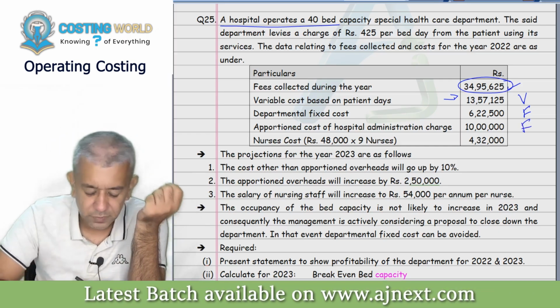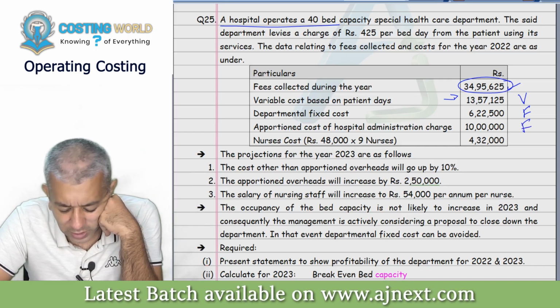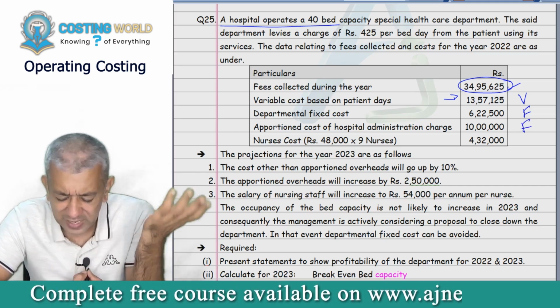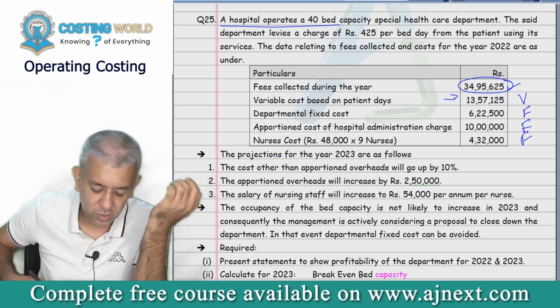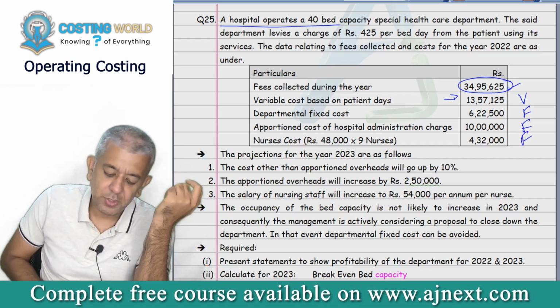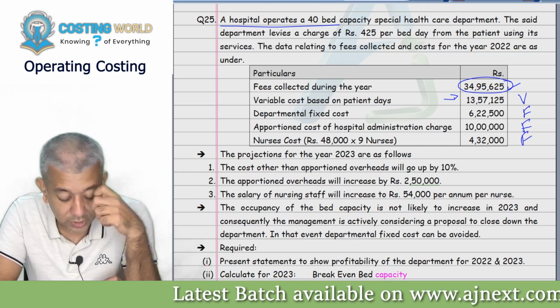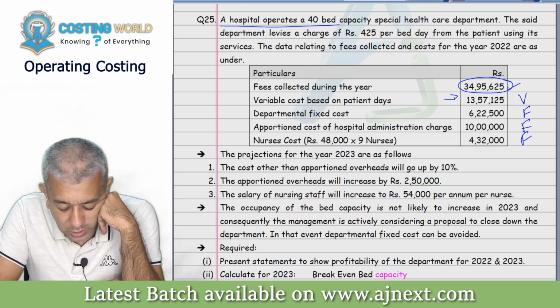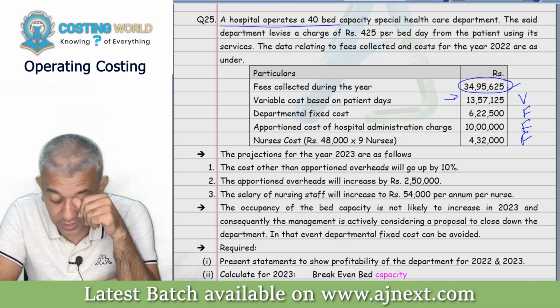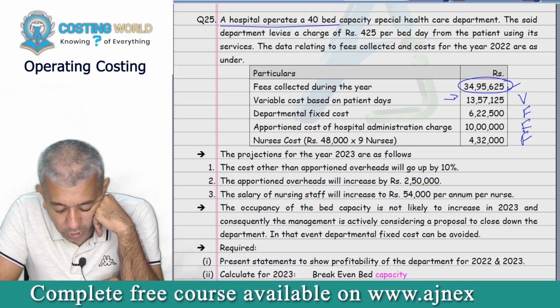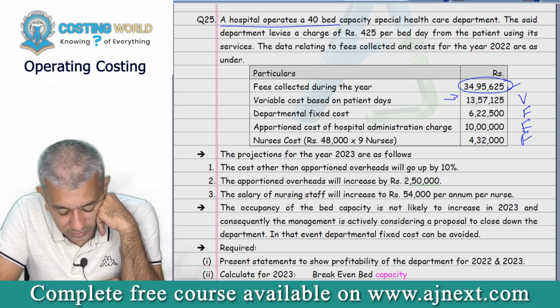So fixed cost. Nurses cost 48,000 into 9 nurses. I think let's try to take that. These are the salaries only. I think let's take that as a fixed cost. Projections for the year 2023 are. So what are the projections? The cost other than apportioned overheads will go up by 10%. Okay. The apportioned overheads will increase by 2.5 lakhs.